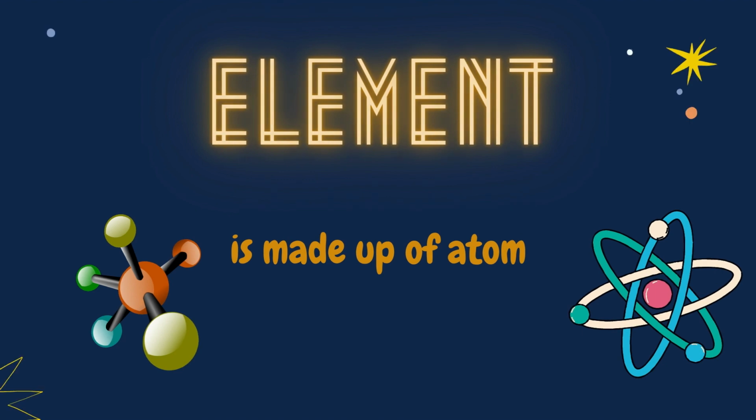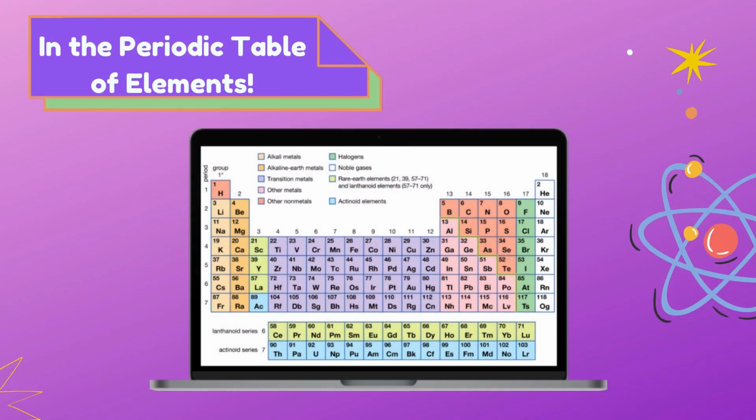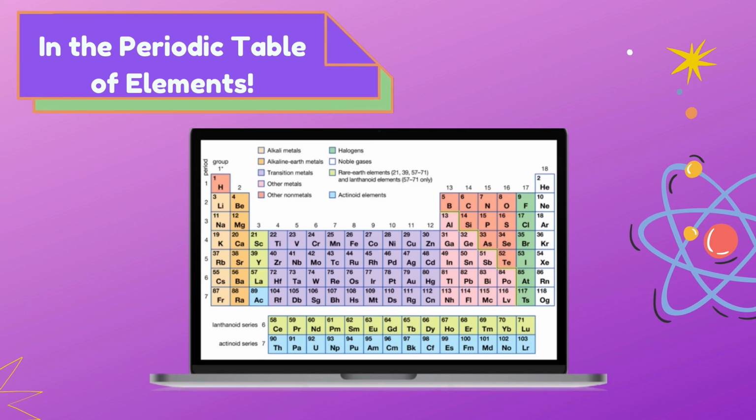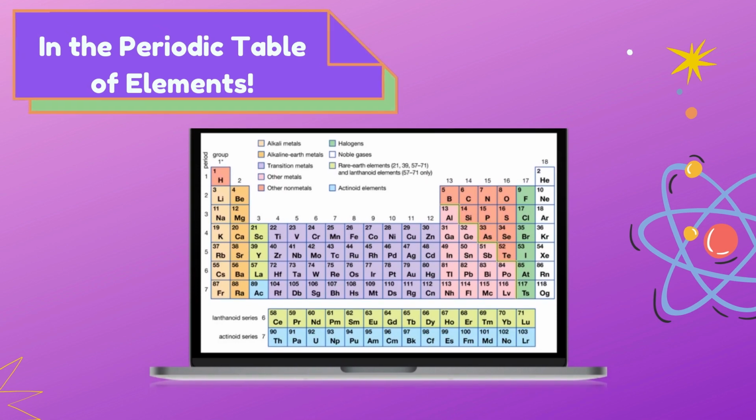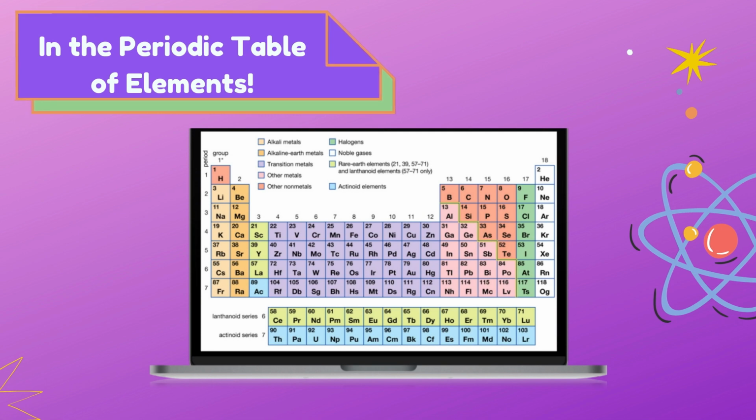I think you have an idea where you can find the elements. Where? Yes, it is in the periodic table of elements. All of its information is in the periodic table. It is needed to determine the number of subatomic particles in an atom.